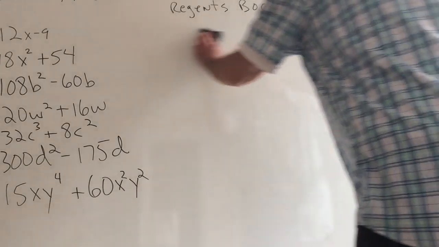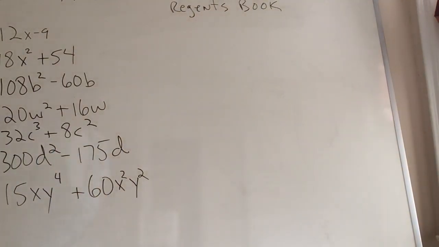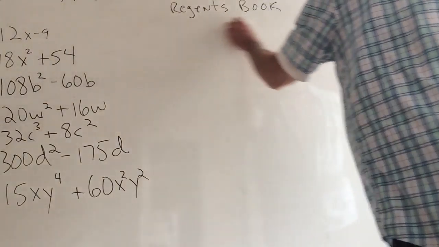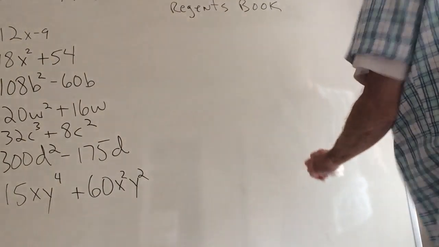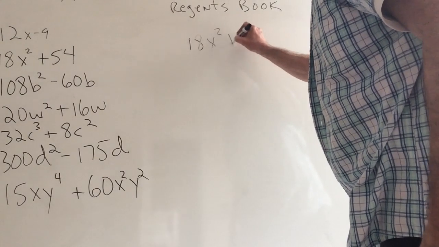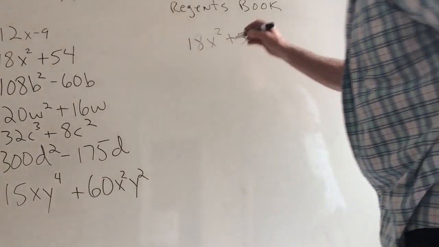Okay, and I'll be doing the next one now. Let me just get a dry towel to make sure that we're not writing over a wet surface here. Okay, and now I go immediately on to the next one. And it says 18x squared plus 54. So that's their problem number 32.